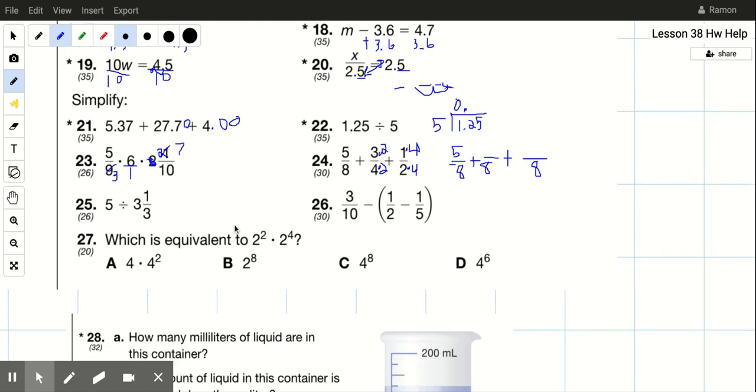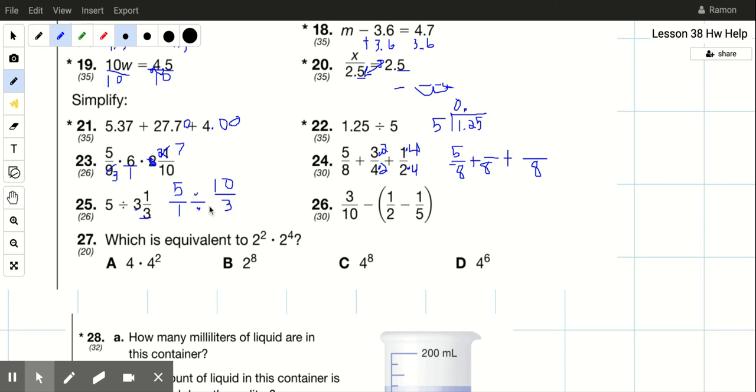All right. 25, whenever we're dividing with the mixed number or with the fraction, we want to make sure that both numbers are fractions. And then 3 and a third, we're going to turn into an improper fraction by multiplying the whole number and the denominator. 3 times 3 is 9. Then we add the numerator. 9 plus 1 is 10. So we have 10/3. And the only thing left to do from there is divide.